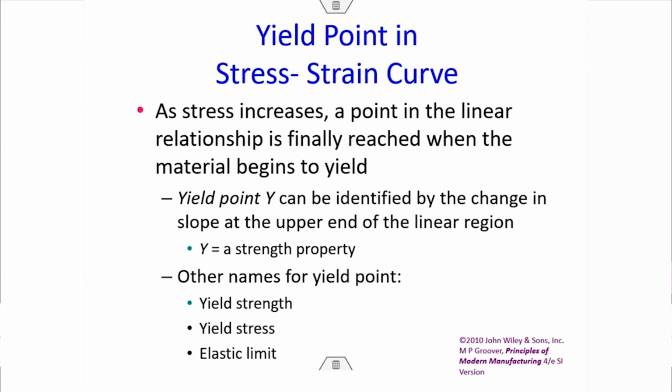As the stress increases, a point appears in the stress strain curve where the linear relationship finally breaks down and the material begins to yield. The yield point can be identified by the change in slope at the upper end of the linear region. Other names of the yield point are yield stress, elastic limit, proof stress, but do not worry about it. It is yield stress.